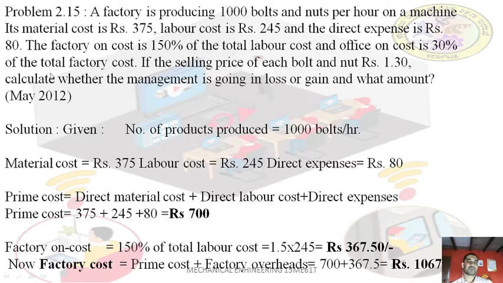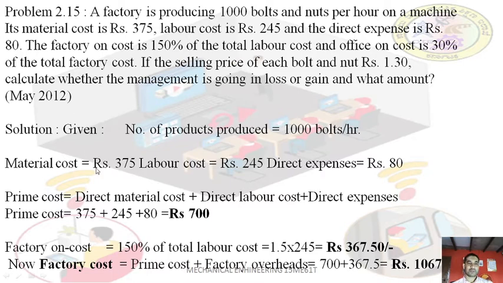So the solution. The factory is producing 1,000 bolts, so whatever data is given here is for 1,000 bolts. In order to get the cost for 1 bolt, you have to divide the total cost by 1,000, to get the total cost per product.